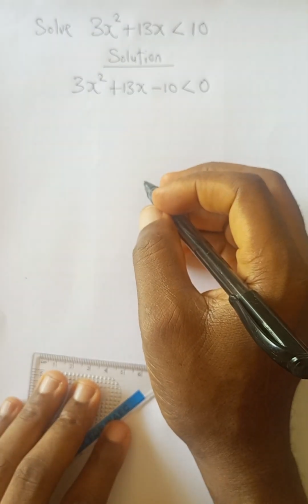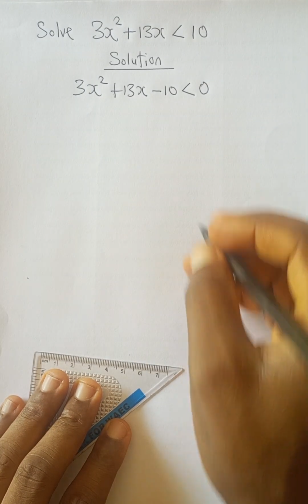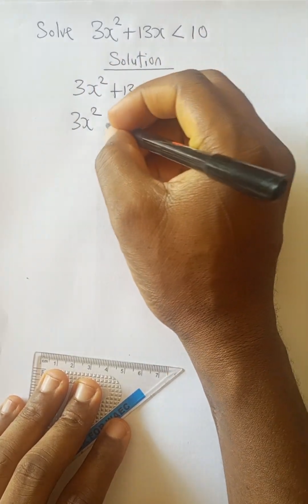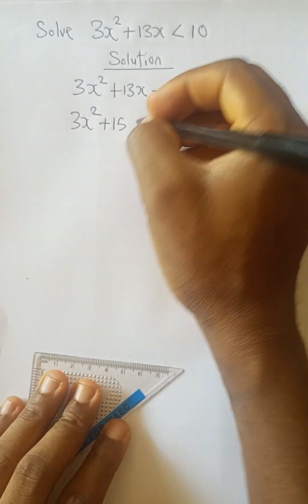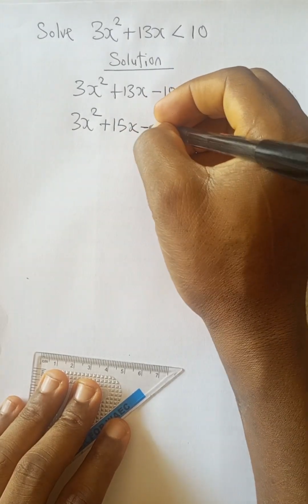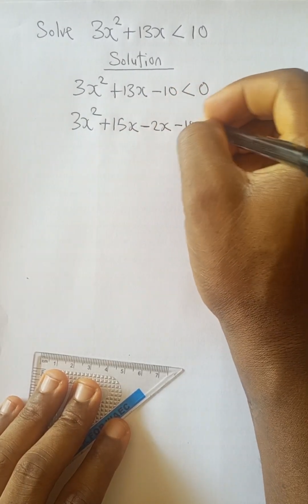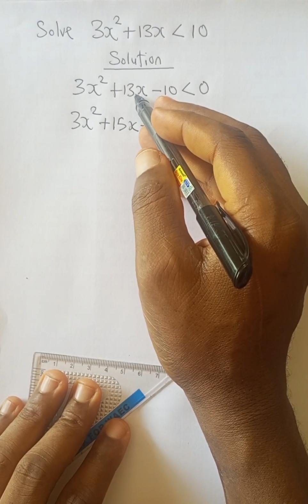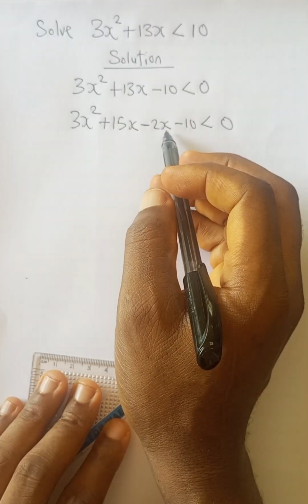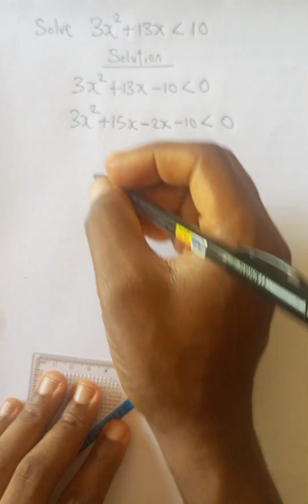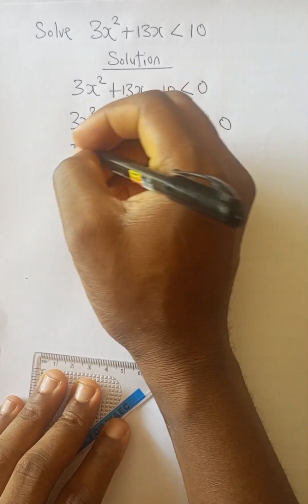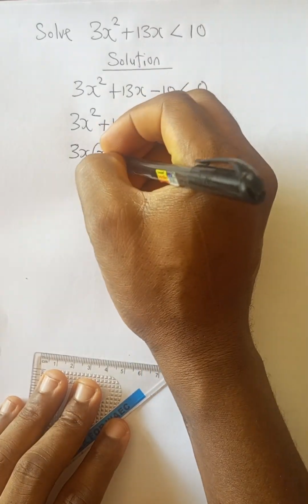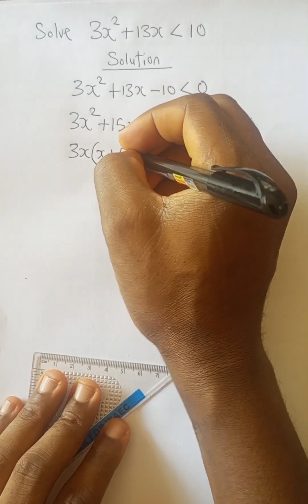So now, like I said, we now have 3x squared. This 13x, we're going to replace it with plus 15x minus 2x minus 10. Nothing has changed actually, because 15 minus 2 is the same thing as 13. Now we can factorize in pairs. In this first pair, what is common? Of course, 3x is common. If 3x is outside, what will remain? It will remain x here. And what will remain here? It will remain plus 5.